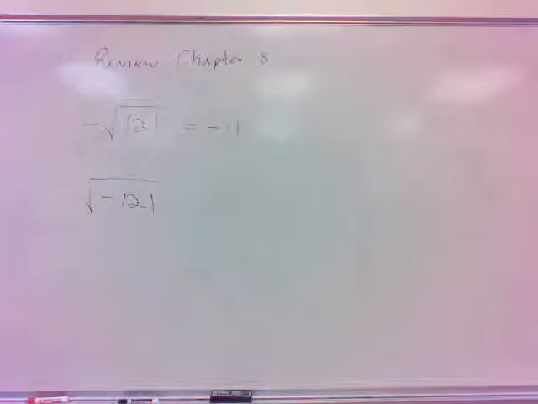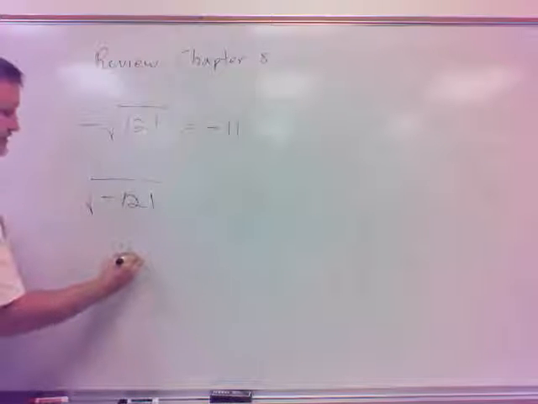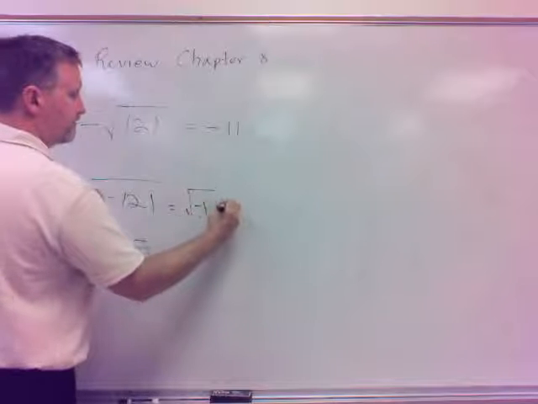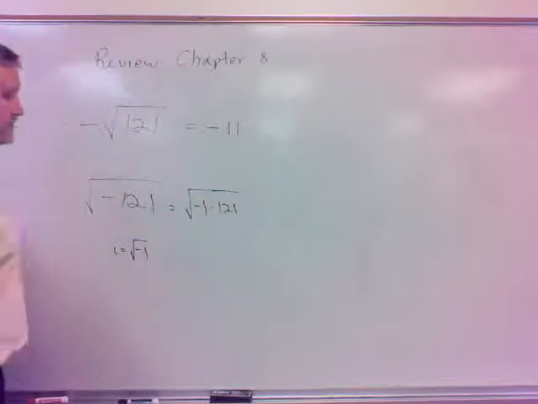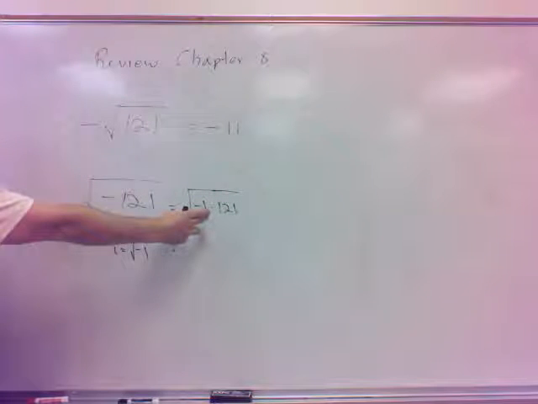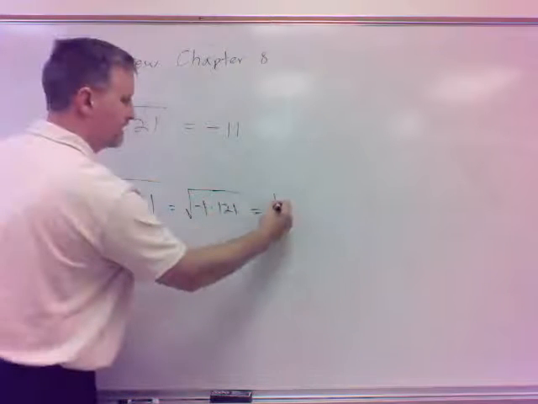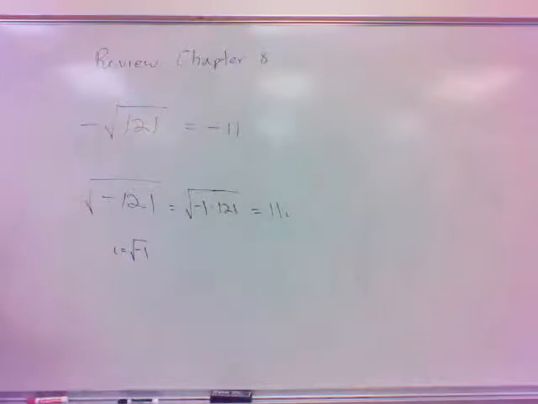If you have the square root of a negative, we have the i term, which is the square root of negative 1. So this is essentially negative 1 times 121 underneath the square root. So I've got that square root of negative 1 there. So this is not negative 11. This one's 11i. Yeah, that one's 11i. So be careful on the compare and contrast there of those two. If the negative's on the inside, you get that i.